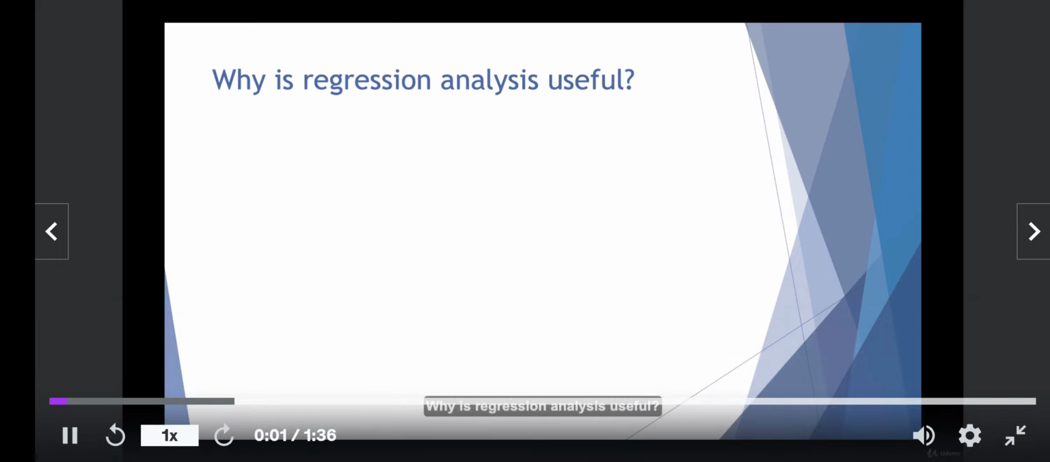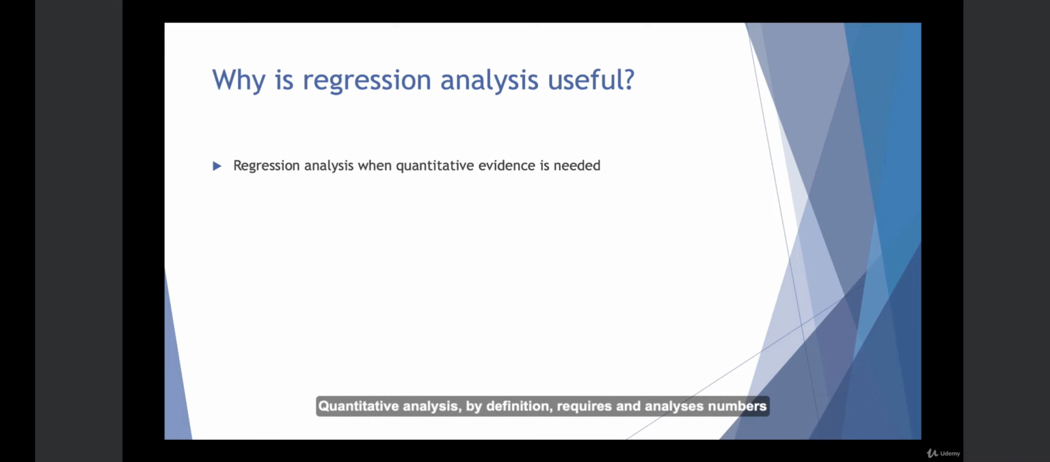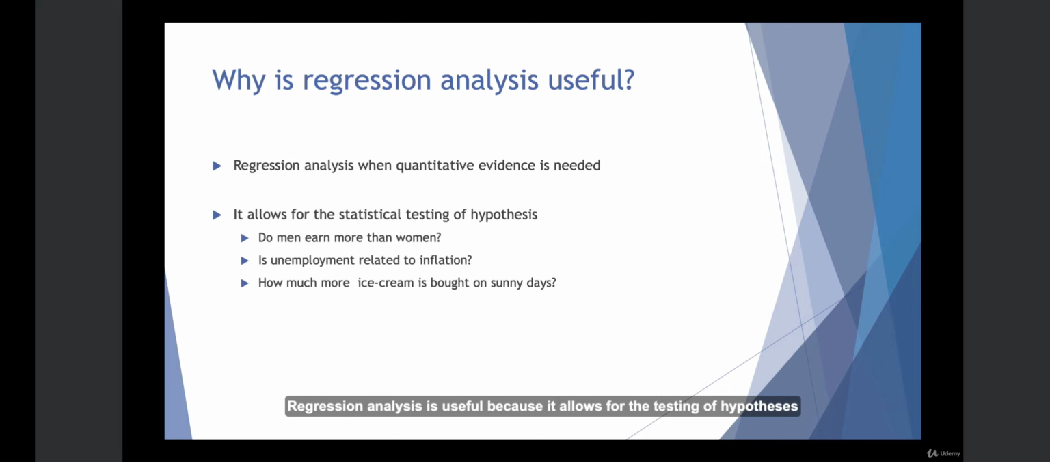Why is regression analysis useful? Regression analysis is useful for when quantitative evidence is needed to answer a particular question. Quantitative analysis, by definition, requires the analysis of numbers. The opposite of this is a qualitative analysis, which analyzes non-numeric data such as words, stories, meaning, or concepts. Regression analysis is useful because it allows for the testing of hypotheses. For example, do men really earn more than women? Is unemployment in the economy related to inflation? Or how much more ice cream is bought on sunny days?